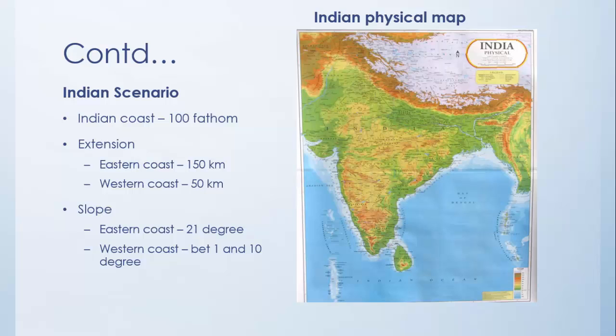If the continental shelf is wider, then it is going to be an obstacle for port construction, because too many ships cannot come at a time, and loaded ships cannot enter continental shelves which have a gentle slope. Along the western coast, it is about 50 kilometers, so easily they will be able to stop near the western coast. The slope along the eastern coast is about 21 degrees, and the western coast has about a 1 to 10 degree slope.